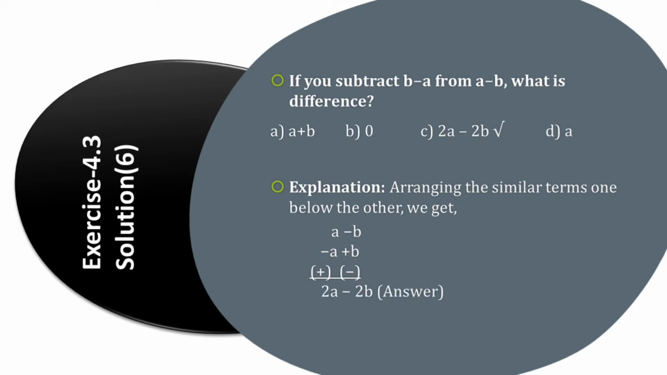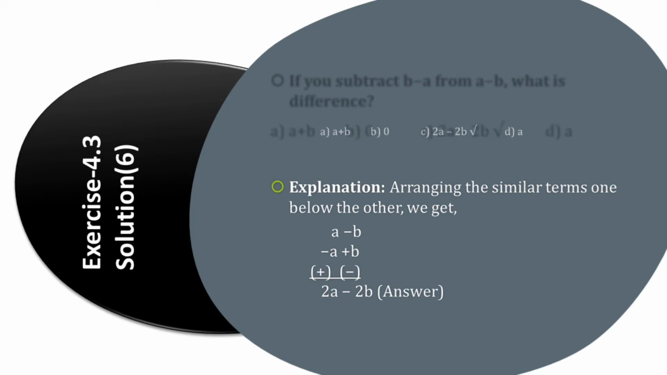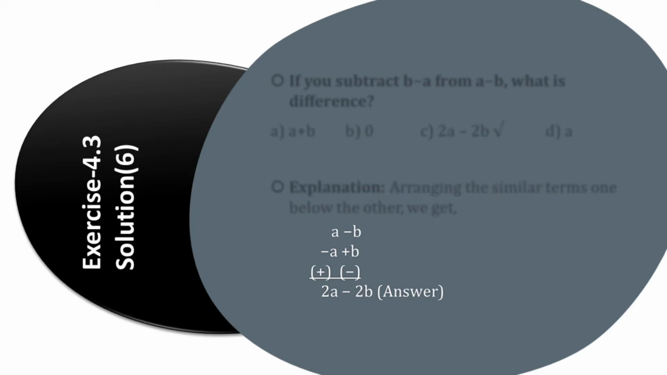So 2a minus 2b is the desired answer, because plus and plus a would be 2a, and minus b, minus b, minus and minus would be plus. That's why we have to add, so 2b, and the sign will be minus, my dear. So this is question number 6, and the answer will be 2a minus 2b if we arrange the similar terms one below the other.